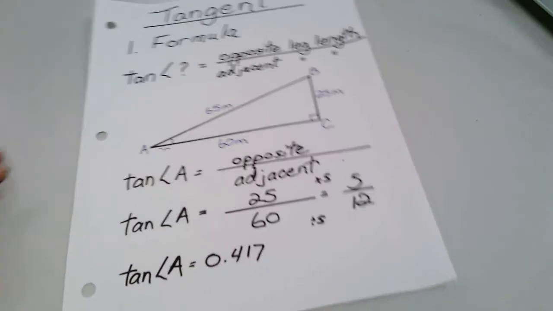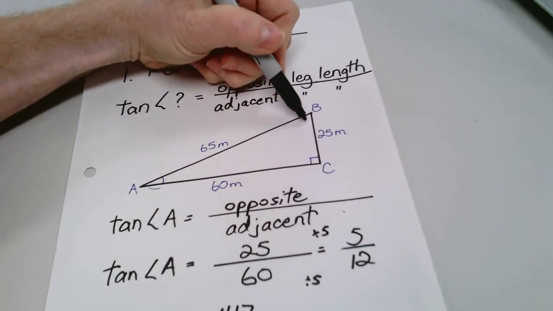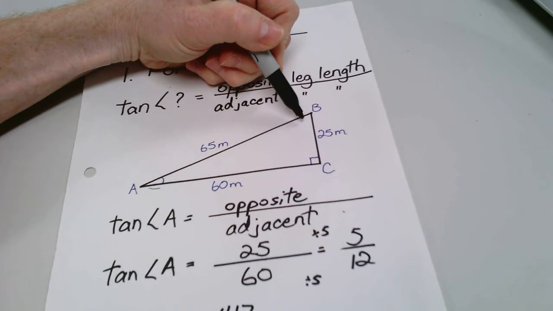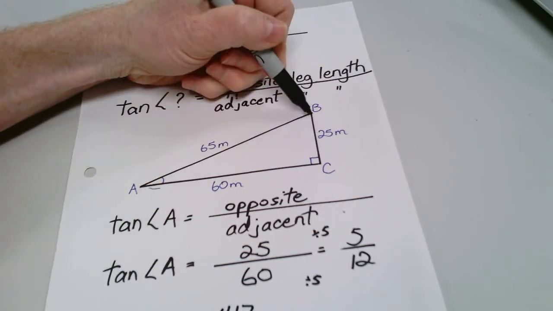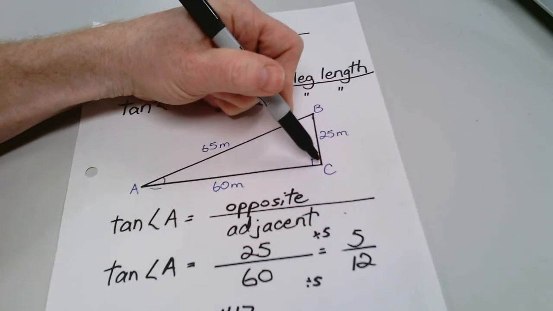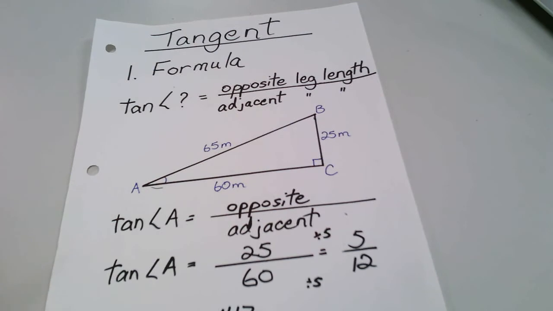And that's it. If we had to do the tangent of angle B here, we would know the numbers would change slightly, but it's still opposite. In this case, it'd be 60 divided by the adjacent, 25. So the numbers would be reversed. Now that is the first way to find the tangent using the formula.